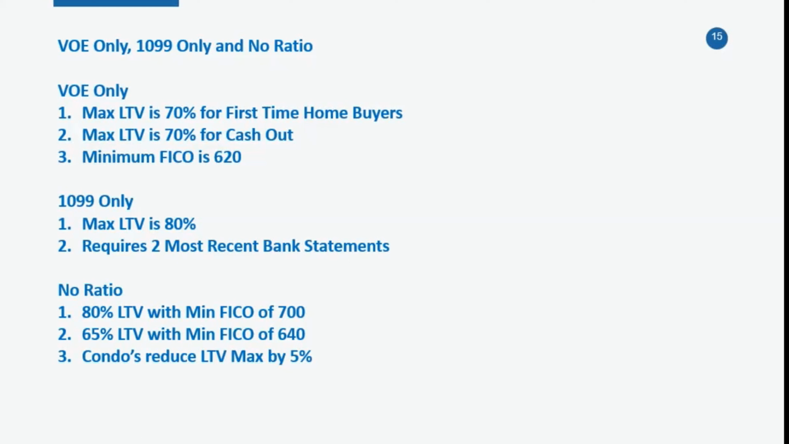The no ratio programs do allow you to go with condos, but they're going to reduce the maximum LTV by 5%. So if you have a borrower who has a 700 plus FICO and they're trying to purchase a condo, your maximum LTV is going to be 75%. Do you guys have any questions about that?